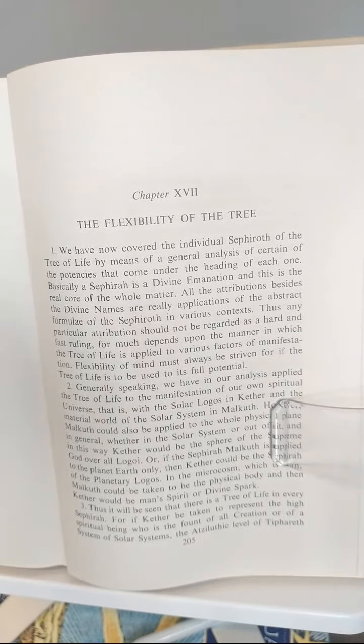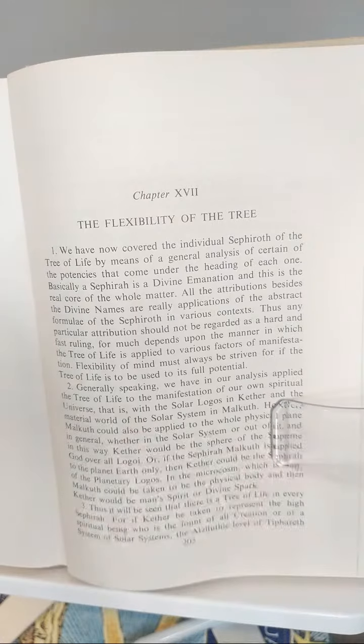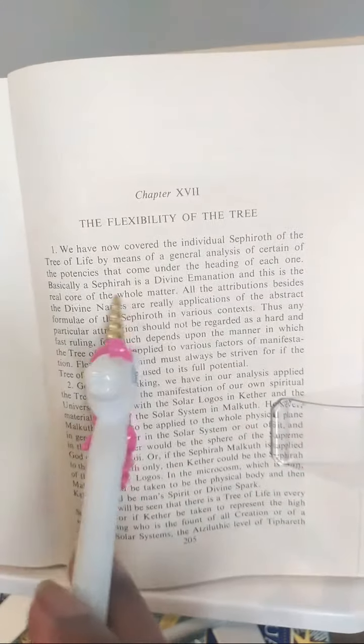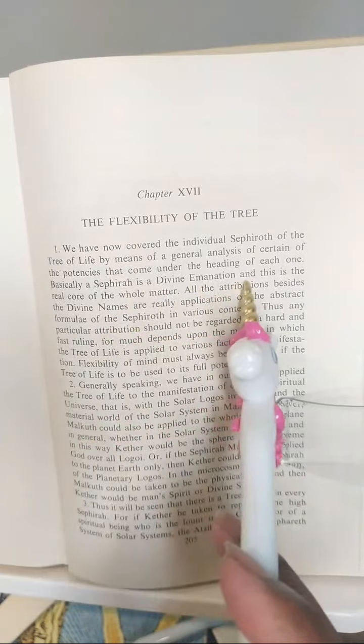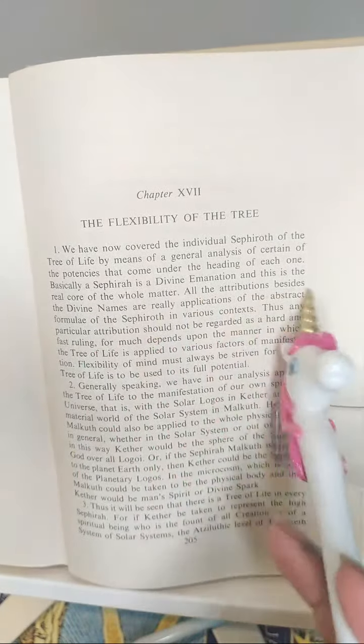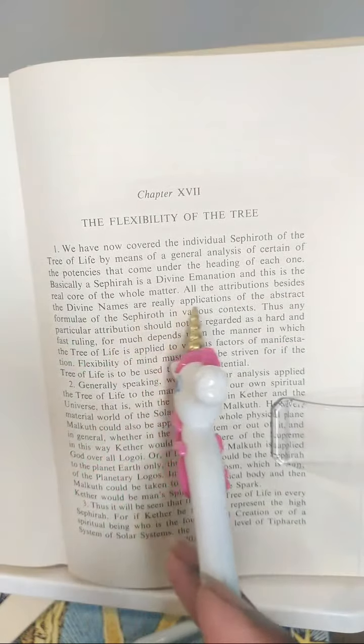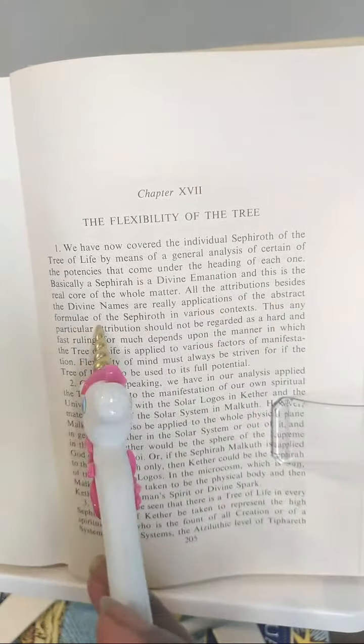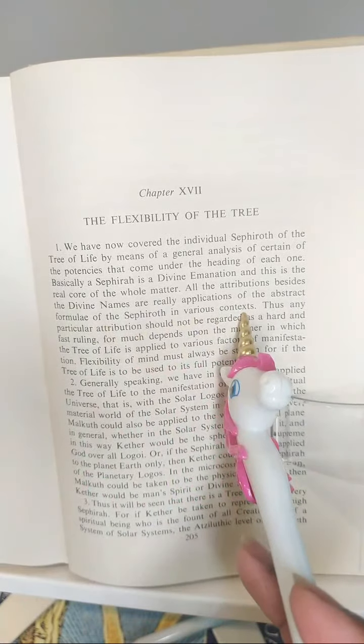All right, Chapter 17, The Flexibility of the Tree. We have now covered the individual Sephirah of the Tree of Life by means of a general analysis of certain of the potencies that come under the heading of each one. Basically, a Sephirah is a divine emanation, and this is the real core of the whole matter. All the attributions besides the divine names are really applications of the abstract formula of the Sephirah in various contexts.